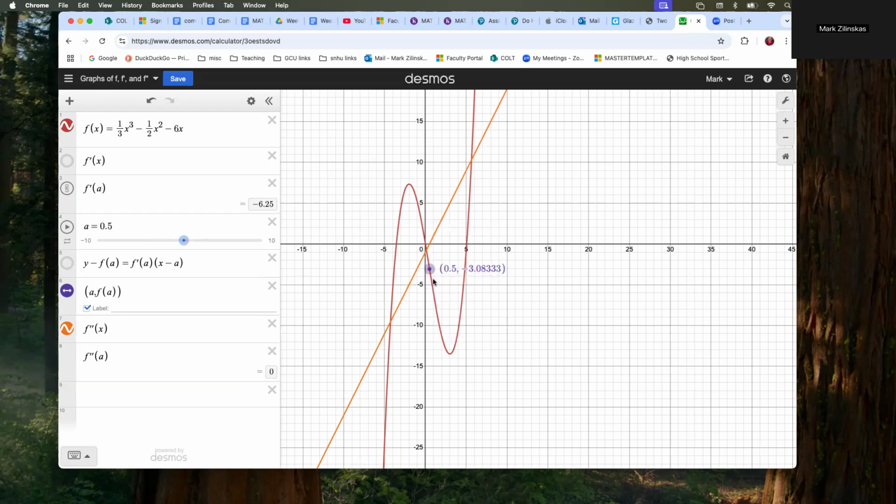When I'm right at 0.5, that appears to be where the second derivative is equal to 0, and that's where the graph changes concavity from concave down to concave up, which, again, we know is a point of inflection, okay? So that's how those graphs relate to one another.